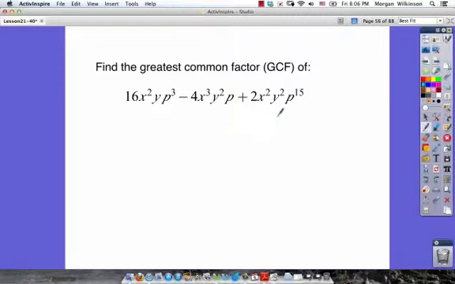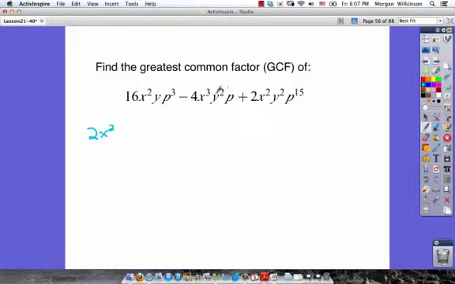Okay, this one has 3 terms. What we want to do, we want to find the greatest common factor of this expression. So, 16, 4, and 2. The greatest common factor of those must be 2. They all have a 2 in common for their factors, and that's the greatest. X squared, x to the third, x squared. They all have at least x squared in common.